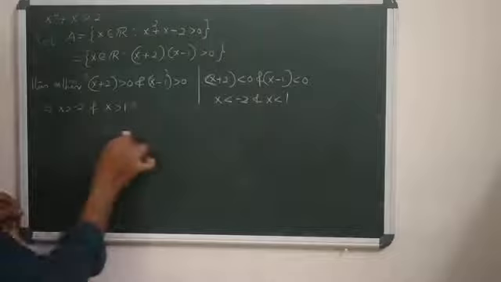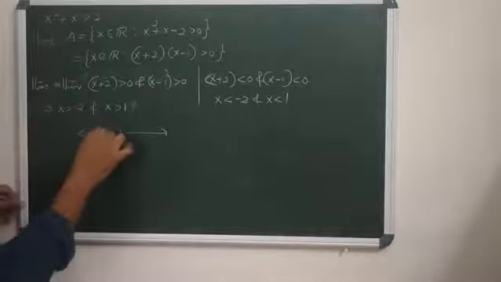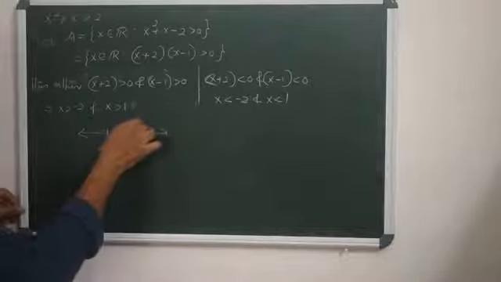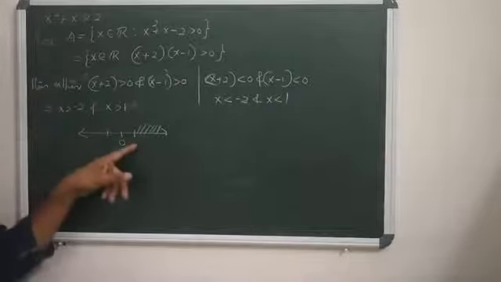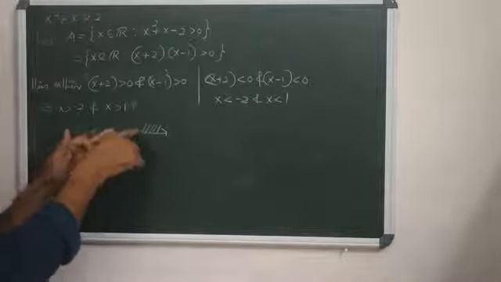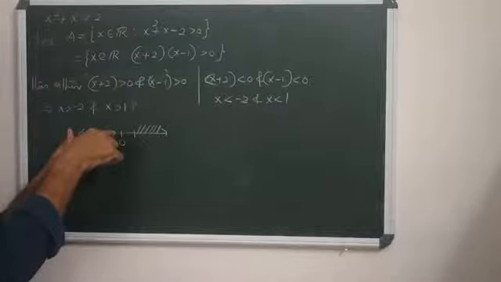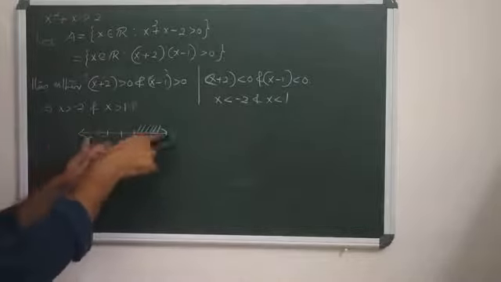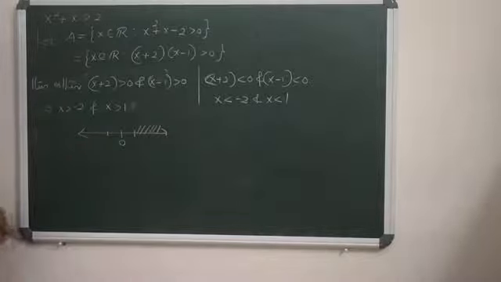Okay. Means come to the number line. So here x greater than minus 2 and x greater than 1. This satisfies only when x is greater than minus 2 and greater than 1. So if you choose x as minus 1, it does not satisfy x greater than 1. So the shaded area is our region.